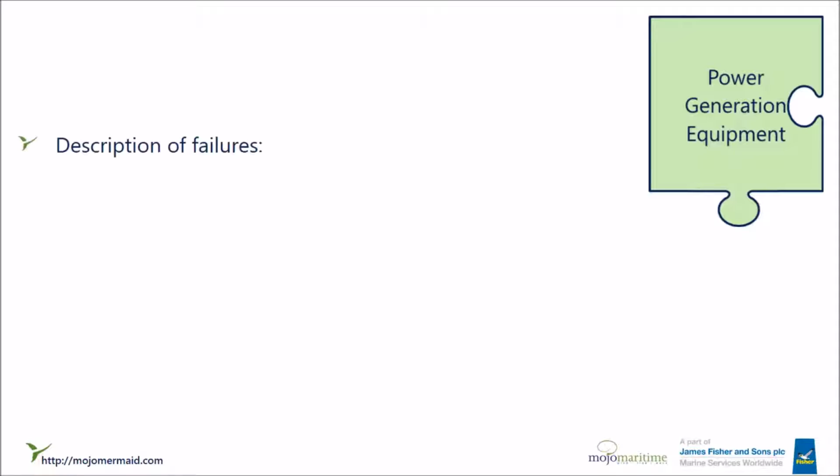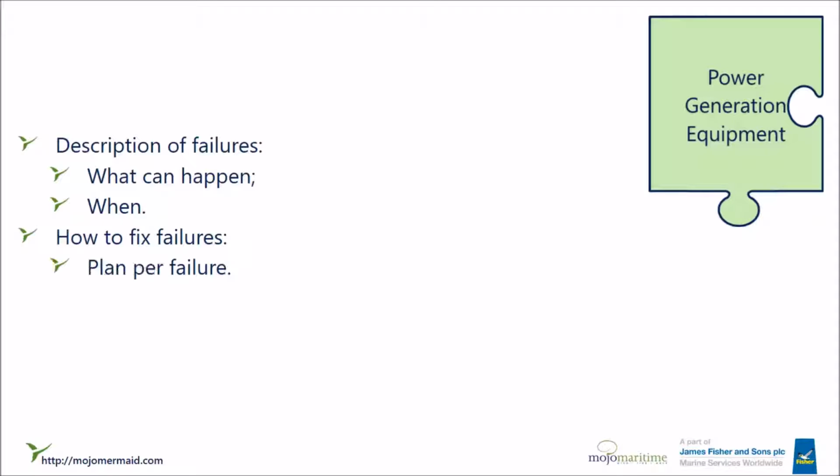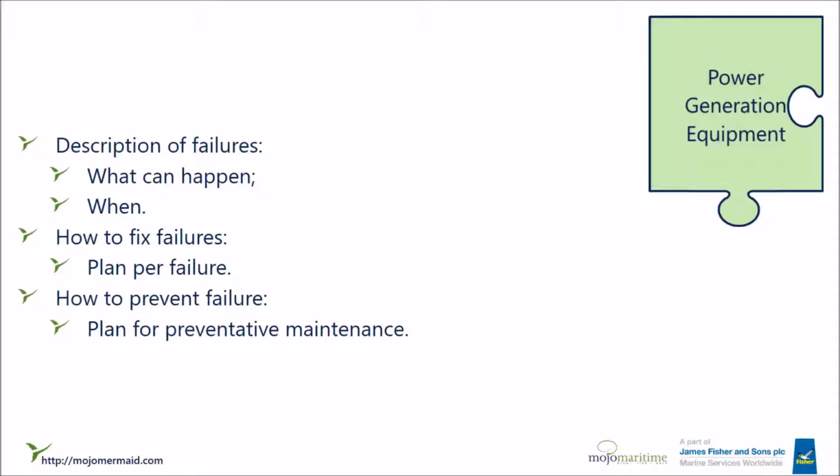The power generation equipment, we're going to need to know the failures that can occur. So what kinds of failures can happen and when. We're going to need to know how to fix these failures, so we need a plan for each failure that can occur, and we're going to want to know how to prevent failure, so we're going to need a plan for preventative maintenance to keep our farm running as efficiently as we can.